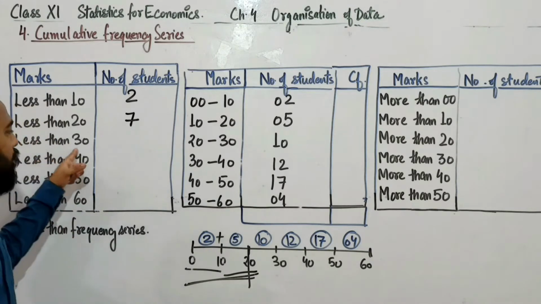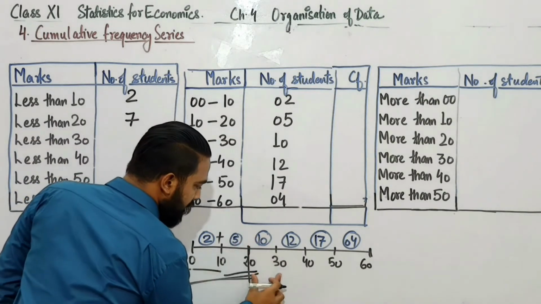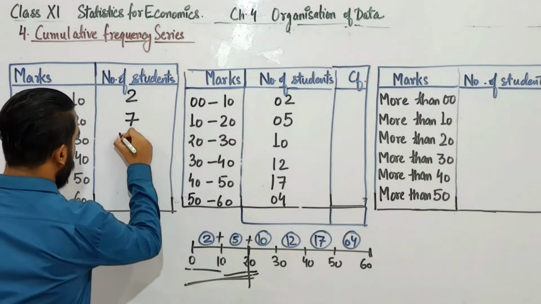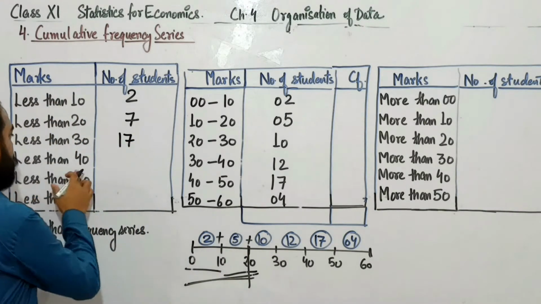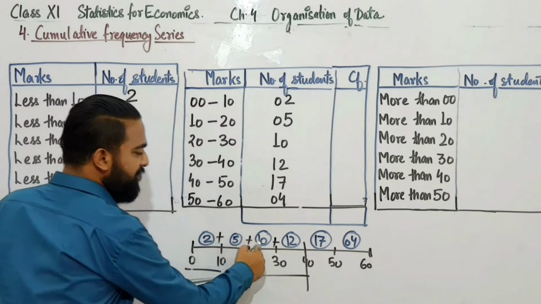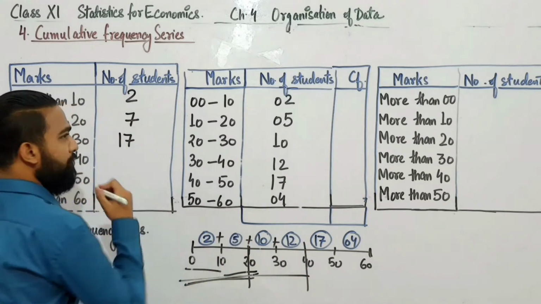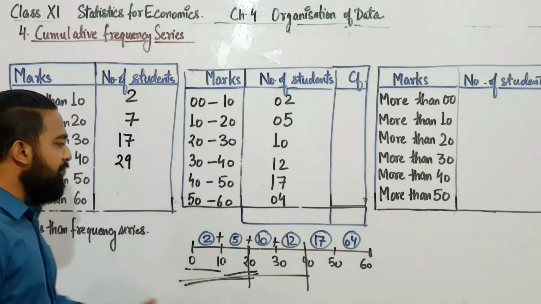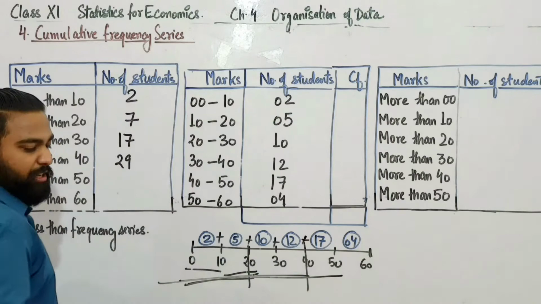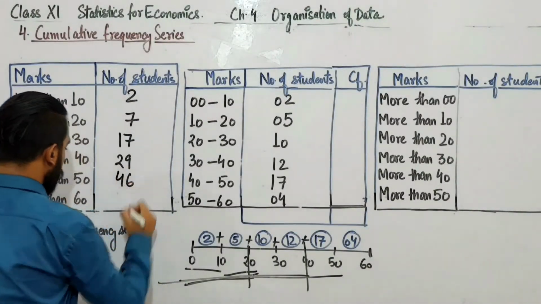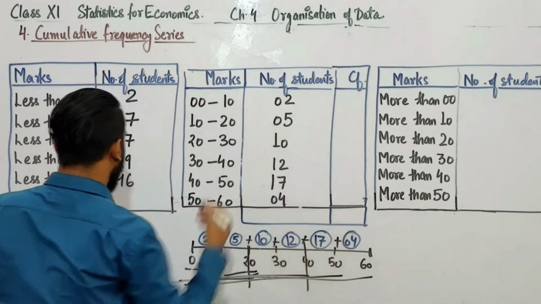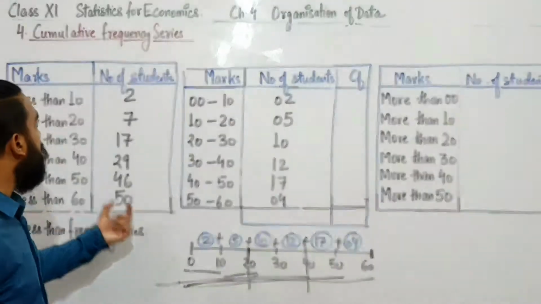Now, those students who have got less than 30 marks, here we will include this one also, this one and this one also. So 2 plus 5 plus 10, which is 17. Fine. Now, students who got less than 40 marks, you have to include all of them. 2 plus 5 plus 10 plus 12, which will be 29. Less than 50, you have to include all of them. 2 plus 5 plus 10 plus 12 plus 17, which will be 46. And less than 60, you have to include all of them. 2 plus 5 plus 10 plus 12 plus 17 plus 4, which is 50. That's how you're gonna calculate.